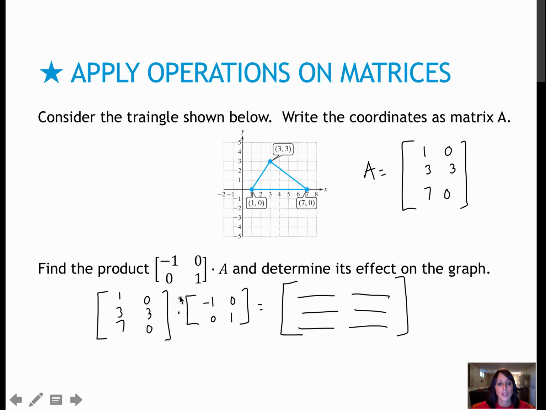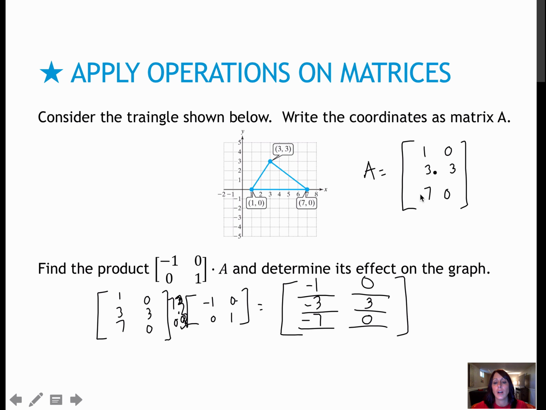So I'm going to turn 1, 0, just like that. So that's -1 plus 0, which is -1. This is 0 plus 0, so that's 0. Then I'm going to use 3, 3 and do the same thing. So -3 plus 0, which is -3. And then 0 plus 3, which is 3. And then on my last one, I'm going to use 7, 0. So -7 plus 0, which is -7. And 0 plus 0, which is 0.